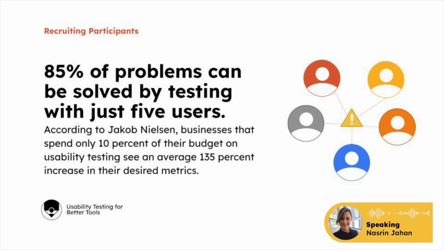Five is a magic number. A lot of organizations who are not into usability testing, or are trying to get into usability testing, think that they need to test a lot of people because they have so many users. But basically, if you can test like 5 people, you will start seeing patterns. And according to Jakob Nielsen, founder of the Nielsen Norman Group, they do a lot of research, and based on their research, 85% of problems can be solved by testing with just 5 users.